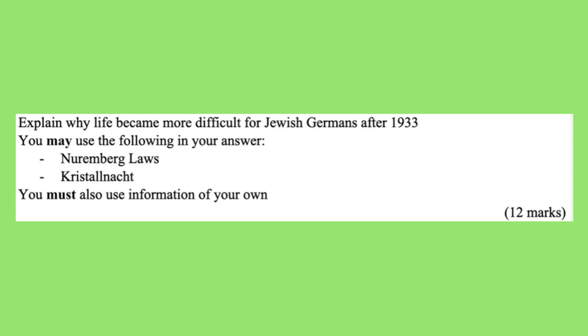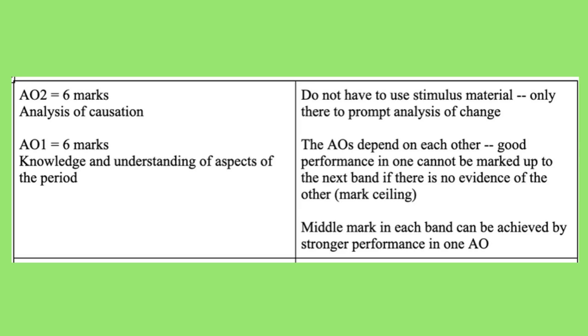Explain why life became more difficult for Jewish Germans after 1933. You may use the following in your answer: the Nuremberg Laws, Kristallnacht. You must also use information of your own. 12 marks. Here's the mark scheme for this question, which you can find out about in more detail in the overview video.